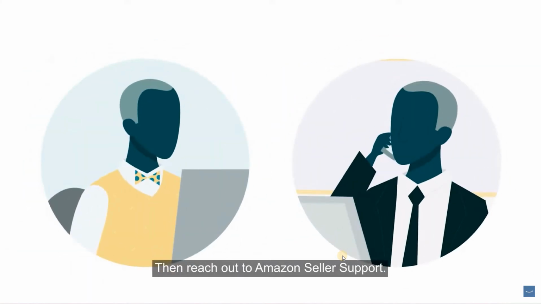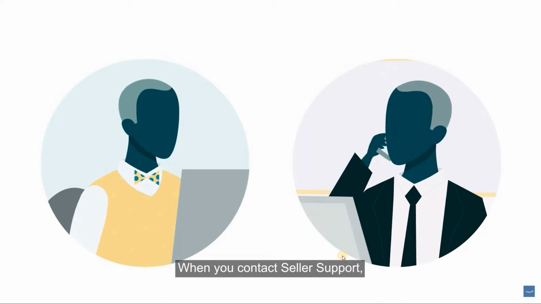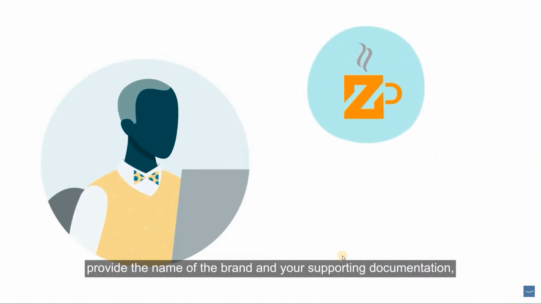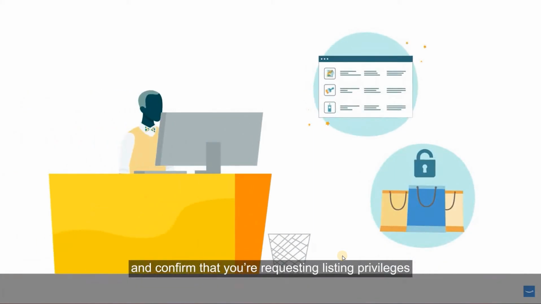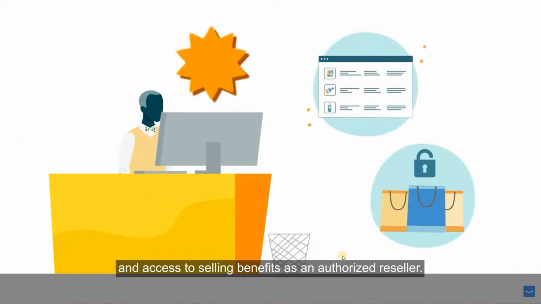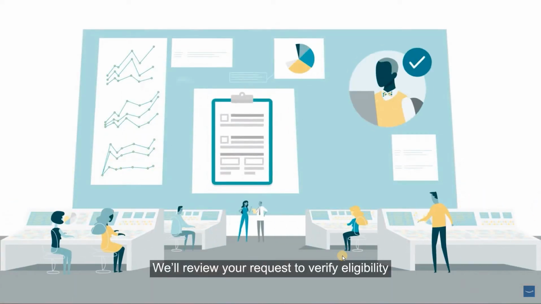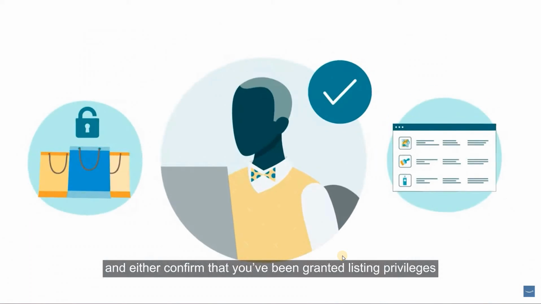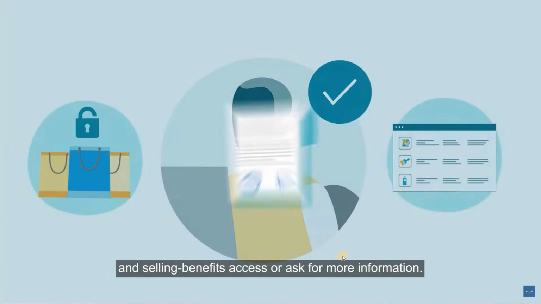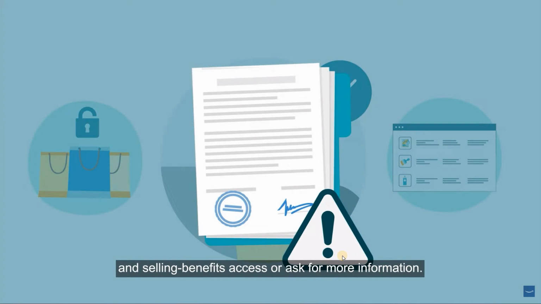Then reach out to Amazon Seller Support. When you contact Seller Support, provide the name of the brand and your supporting documentation, and confirm that you're requesting listing privileges and access to selling benefits as an authorized reseller. We'll review your request to verify eligibility and either confirm that you've been granted listing privileges and selling benefits access or ask for more information.